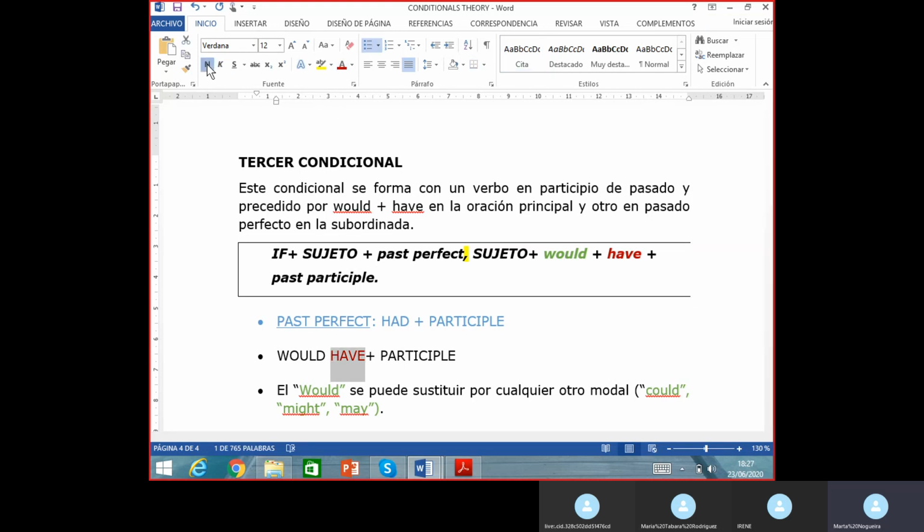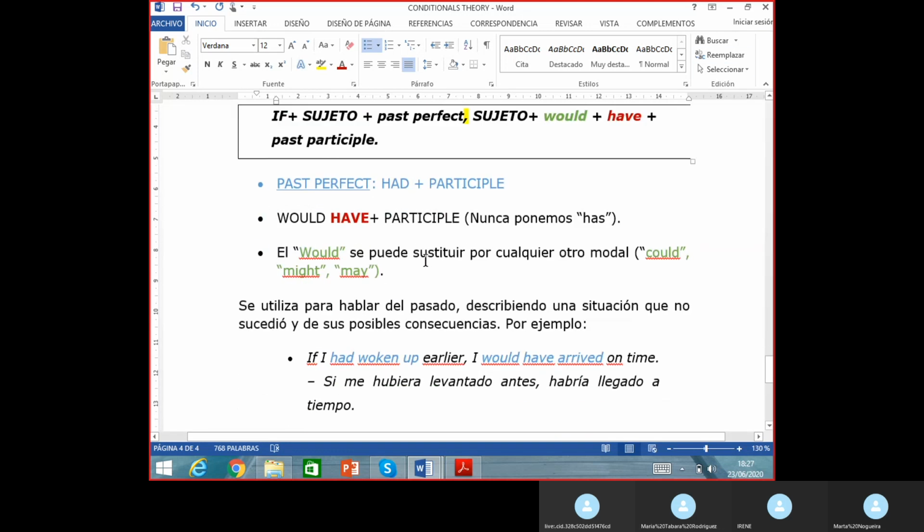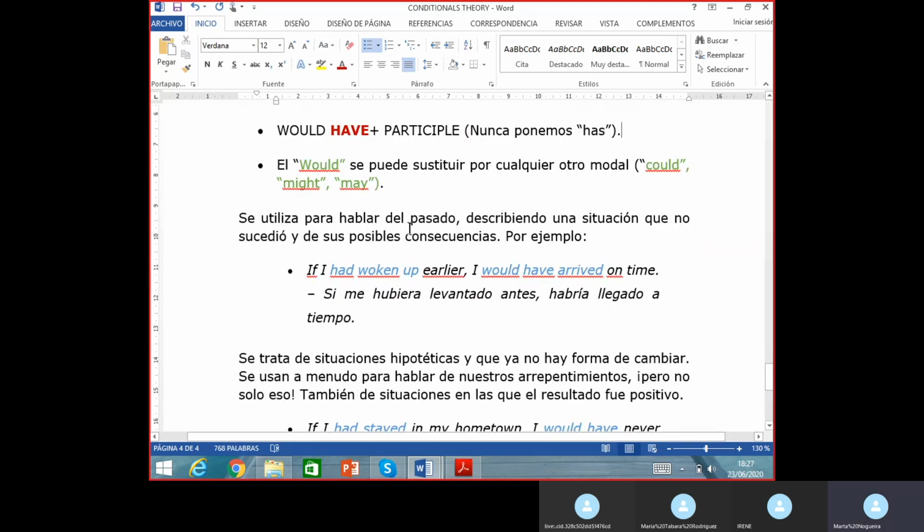Okay, so always, always, always have. I'm gonna make it even bigger. So never, never we put has. I'm gonna write it. Okay, and would could be substituted, but the normal thing is that you find this structure of would. And it is also used for speaking about the past when we describe a situation that didn't actually happen and we speak about its possible consequences.